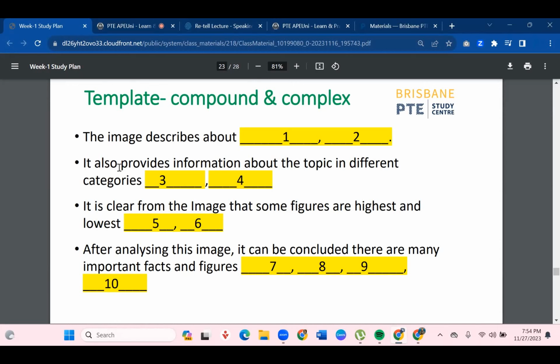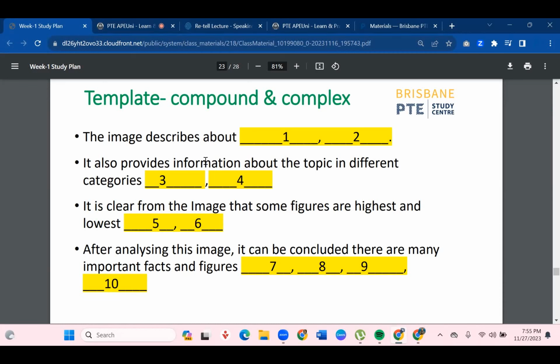Okay, again, I'm going to read out this template for you guys. The lecture describes, sorry, the image describes about. Why image? Because we don't want you guys to memorize two separate templates. Okay, so it's exactly what you will do in describe image, same to same. The image describes about this and this. It also provides information about the topic in different categories, this and this. It is clear from the image that some figures are highest and some figures are lowest. Some figures are highest and lowest. Both of them are okay. Last line, after analyzing this image, it can be concluded there are many important facts and figures. That's it. You will speak this same template for 20 seconds.